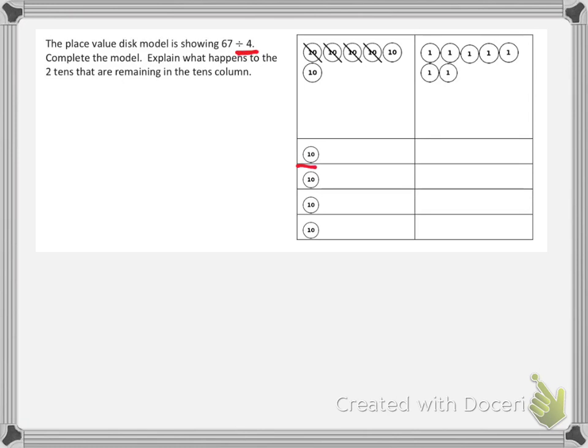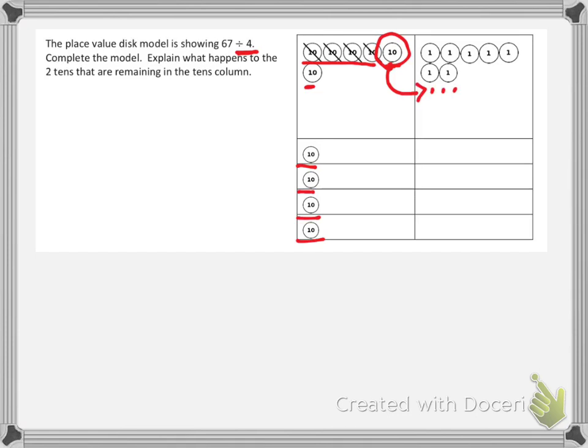So we have a 10 here and a 10 here and a 10 here and a 10 here, and we got rid of these 4 10s. Problem is, we are left over with 2 10s. So we have to take these and cash them into 1s. So this 10, we are going to cash in for 10 1s.